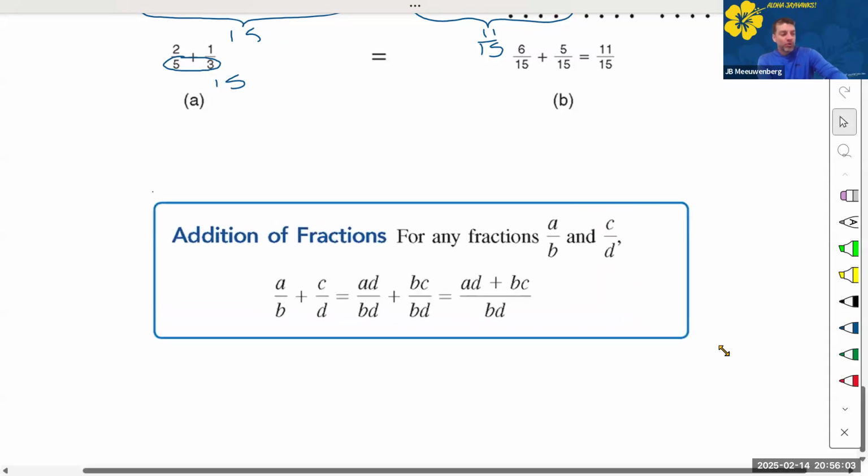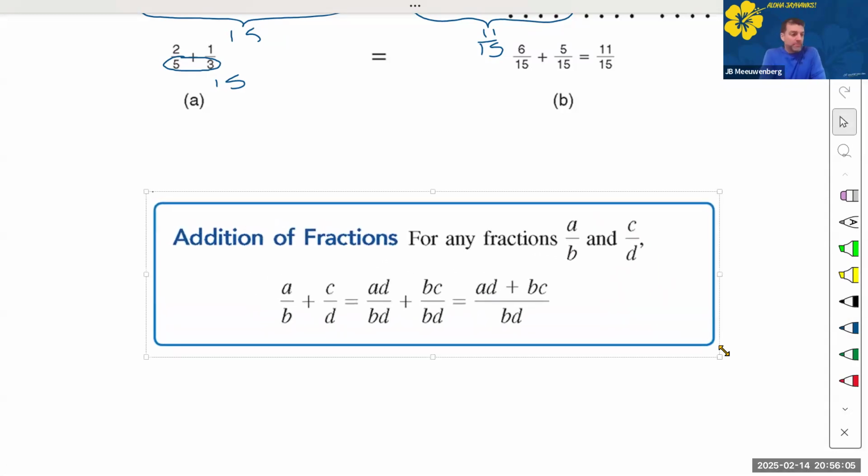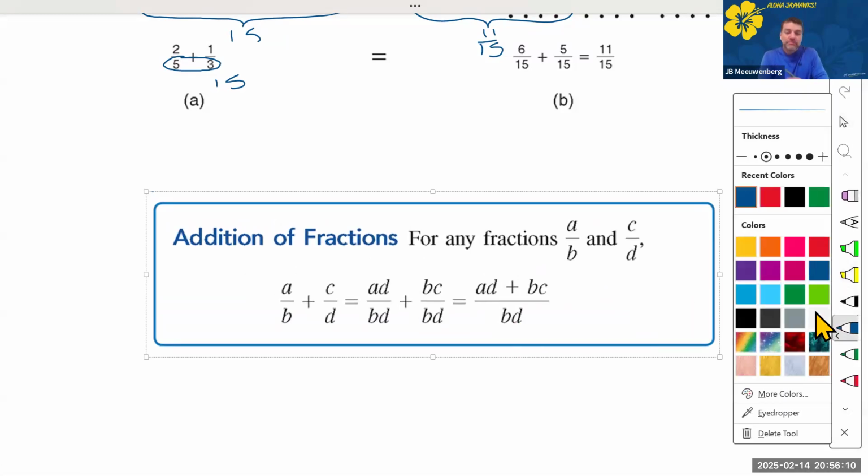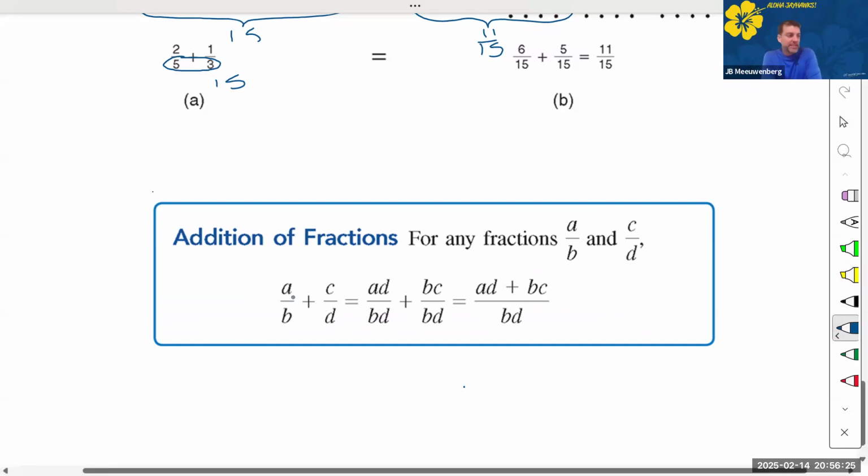One of the things that's important to note is that when you multiply the two denominators together, you'll always get a common denominator, but it's not always going to be the smallest one. And sometimes that's okay. And then once you do have your common denominator, you just add the numerators and keep the denominator. Let's examine this definition and try to make sense of it.